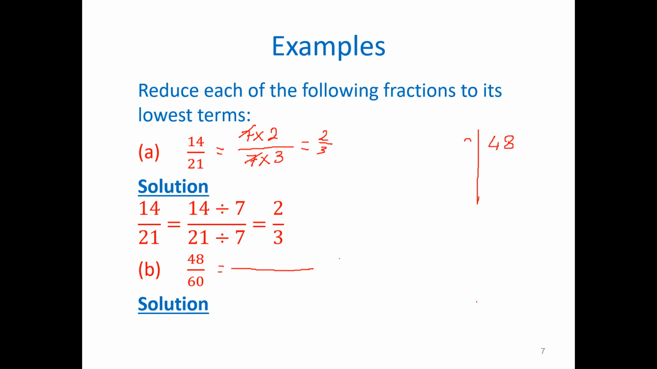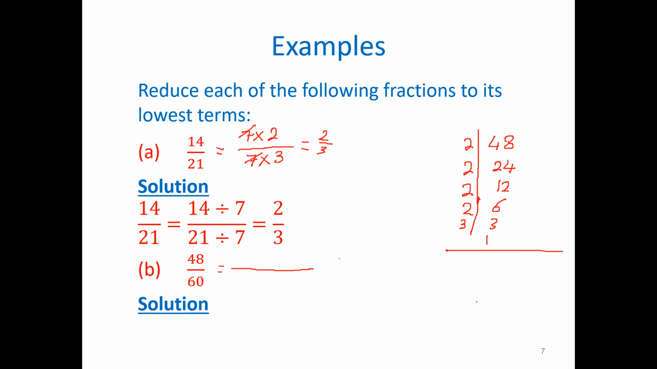you divide it by 2, you will get 24. You divide again by 2, you will get 12. You divide by 2, you will get 6. You divide by 2, you will get 3. And then you cannot divide by 2, you have to divide by 3 now, until you reach 1.